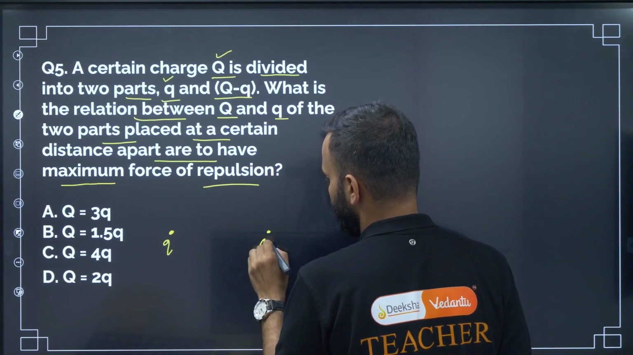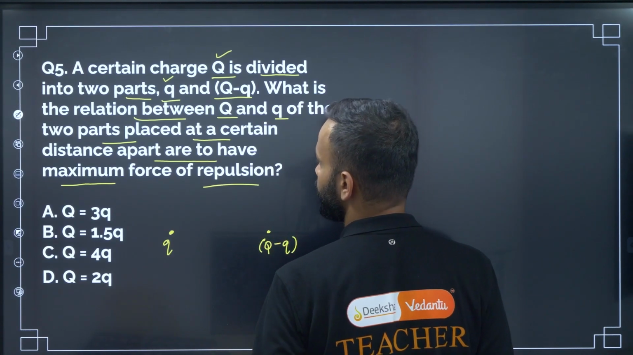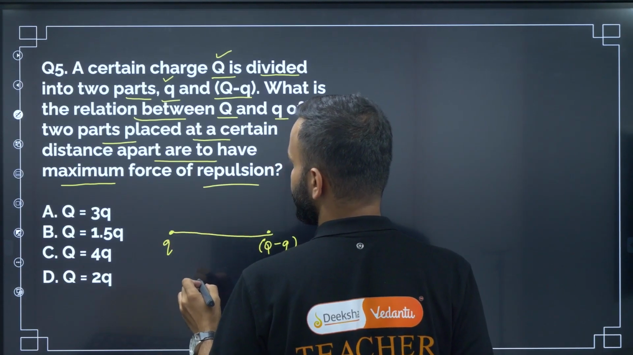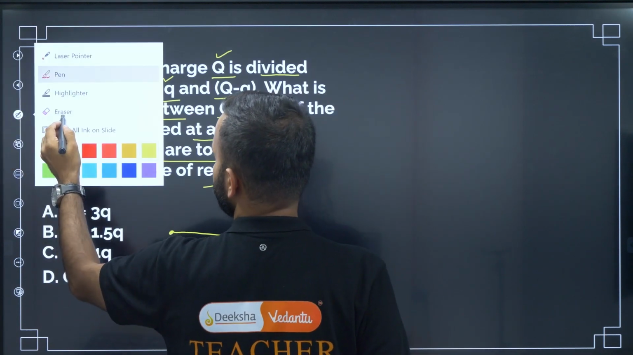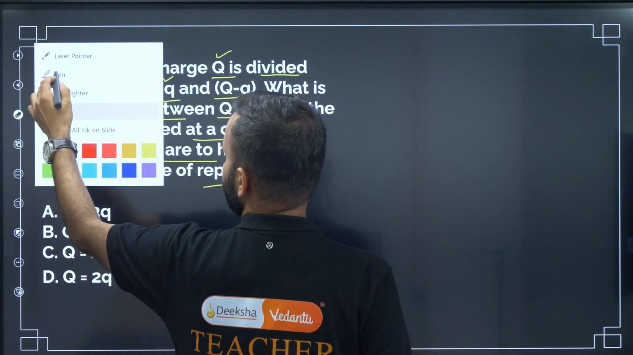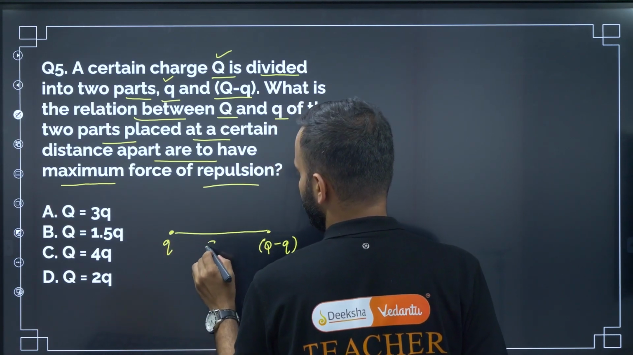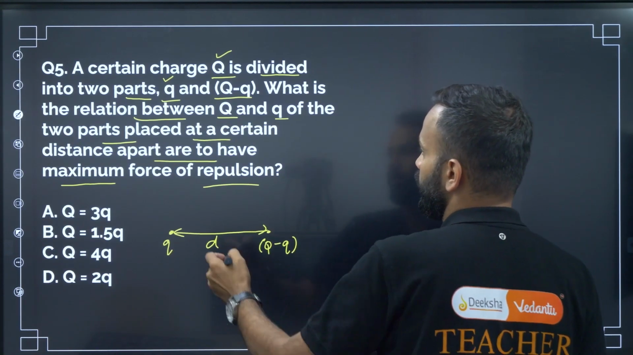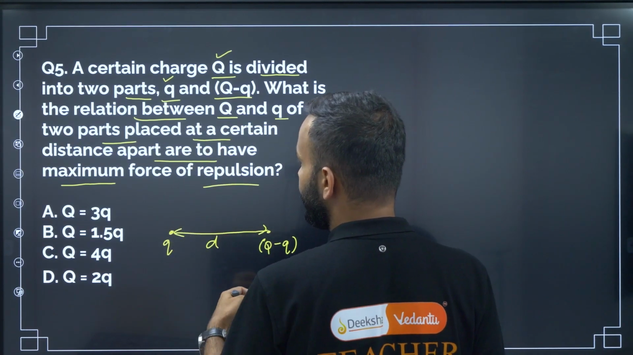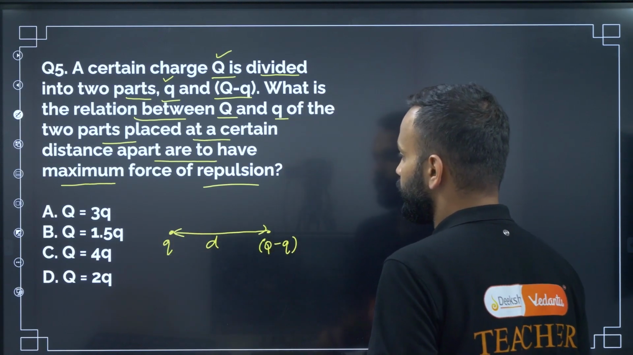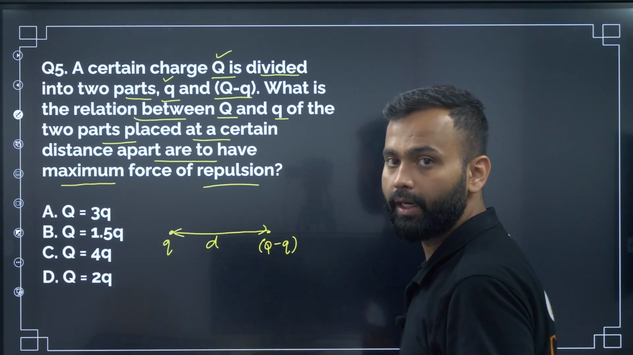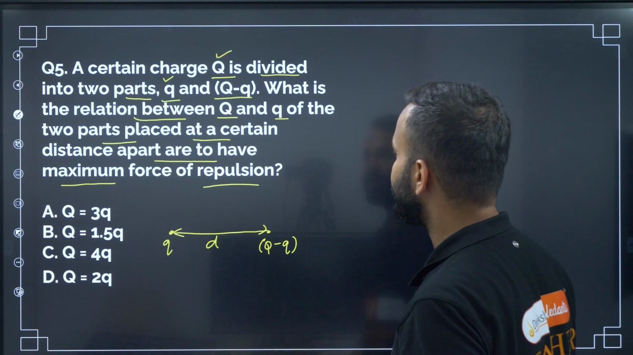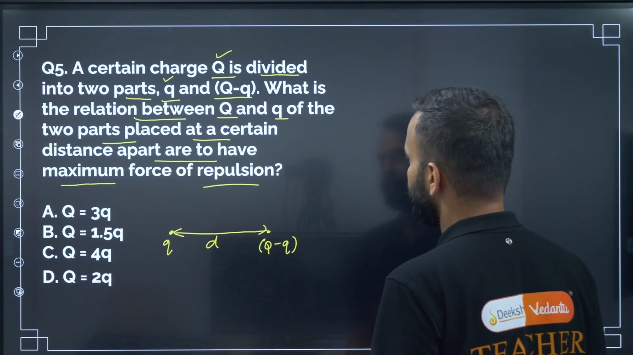So this is q and capital Q minus q. These two are separated by a certain distance d. Here we need to find the value of charge when the force of repulsion is maximum.